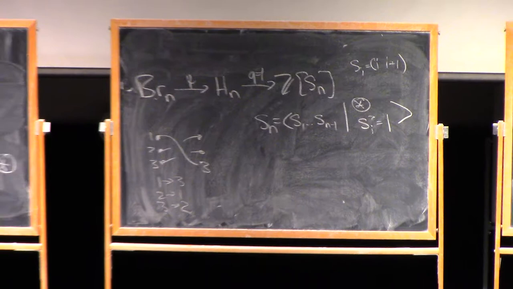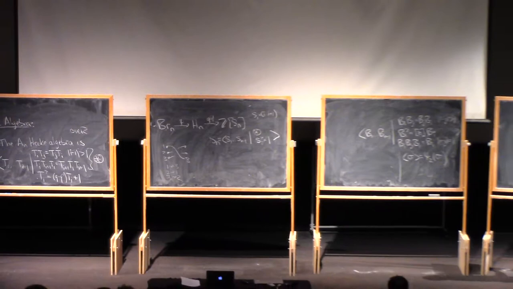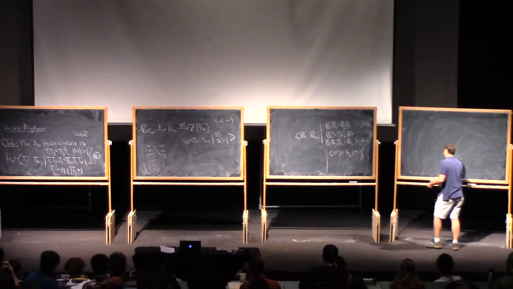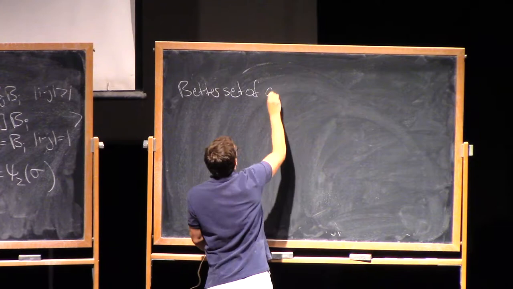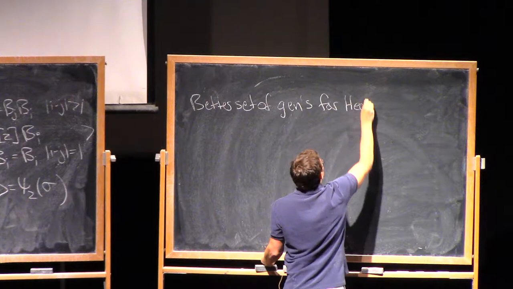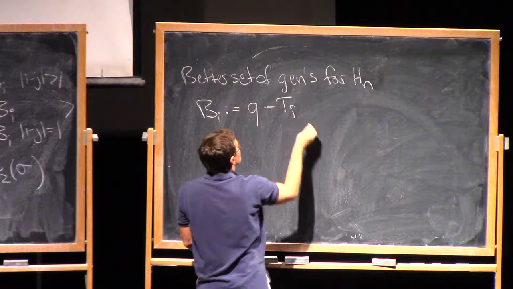But now, I'm going to keep this presentation. Let me not erase this yet. Instead, let me say that there's actually a better set of generators for the Hecke algebra, which is, I take B_i, which is q minus T_i. So in other words, T_i is q minus B_i.